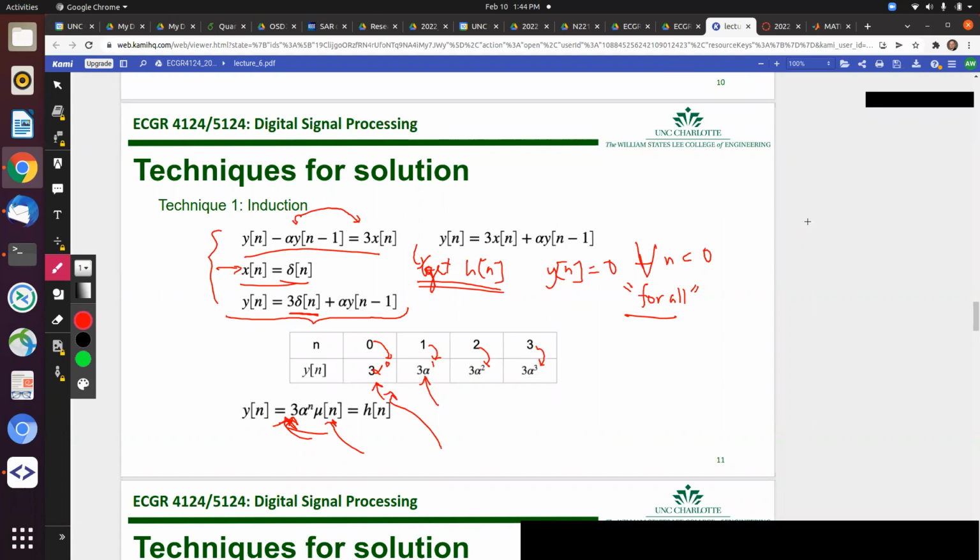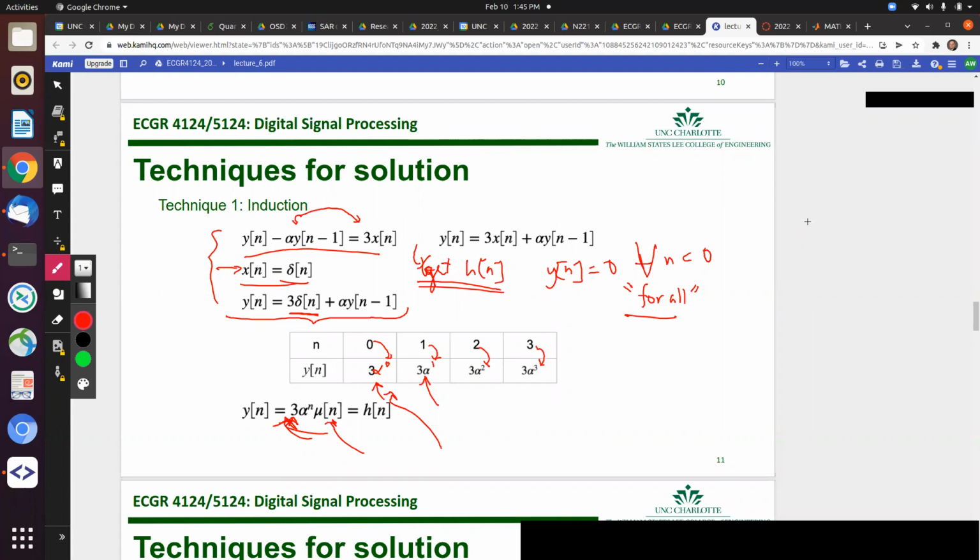This won't work if you have a particular solution. In general, this gives you an idea of how the difference equation works. It lets you understand when there's feedback, it's recursive, but this is not how I suggest solving difference equations, for a number of reasons.